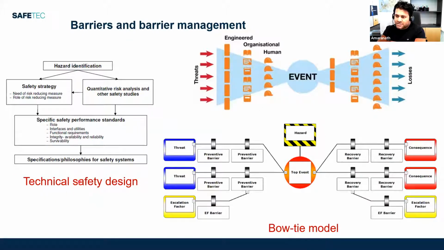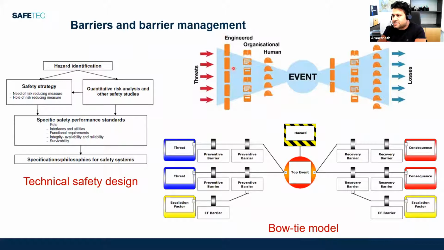So technical safety design and the operational barrier management is important. And normally we use a bow tie model to identify the different barriers and the threats that we have. So a bow tie diagram will combine the threats and the consequences, and also it will illustrate all the barriers that we have to prevent and limit the consequences.